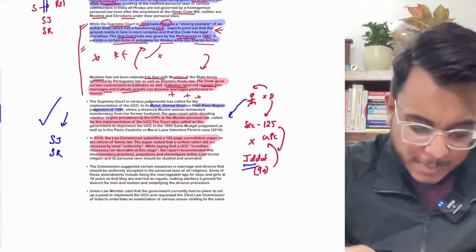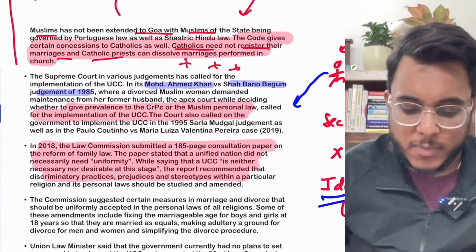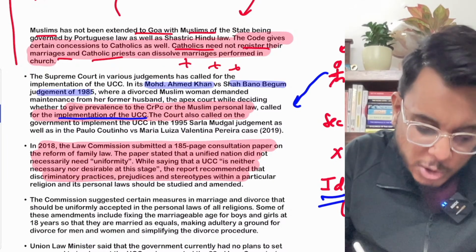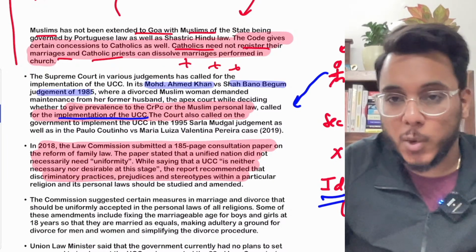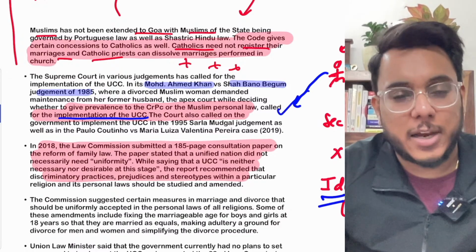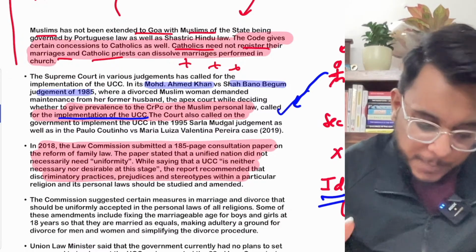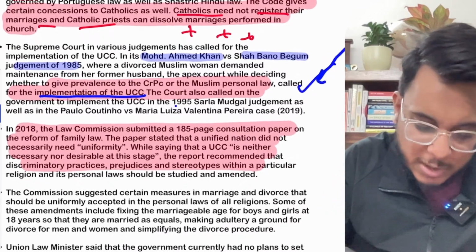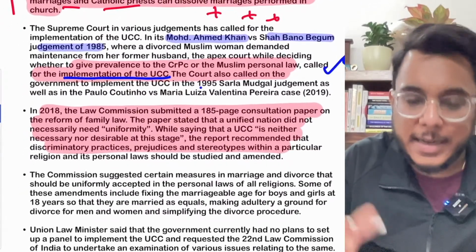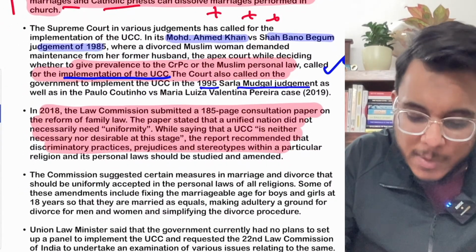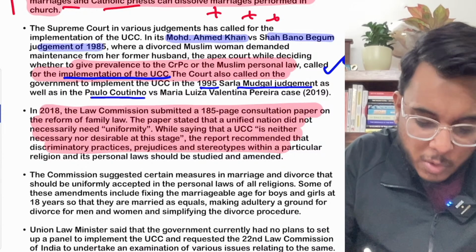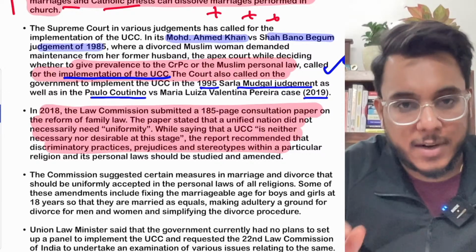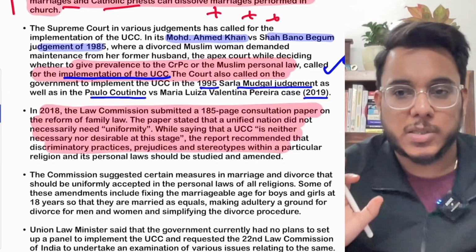Now in this particular judgment, the Supreme Court also provided that we need to go for the implementation of the Uniform Civil Code. So this is one judgment where the Supreme Court has favored the Uniform Civil Code. Moreover, there are other judgments also. For example, the 1995 Sarla Mudgal judgment was there. There was the Paulo Coutinho judgment of 2019. In all these judgments, the Supreme Court favored the idea of implementing the Uniform Civil Code.